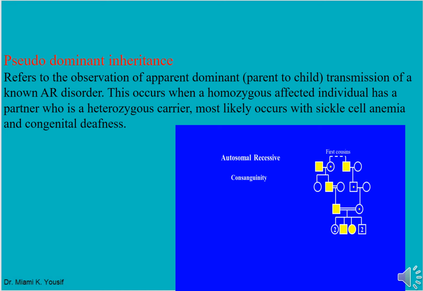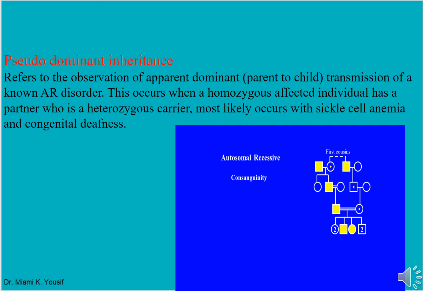How can we explain that? Just look at the pedigree. You can see affected individuals in all generations, similar to that in autosomal dominant inheritance. But this should not be the case in autosomal recessive. We said the disease is present in a single generation.